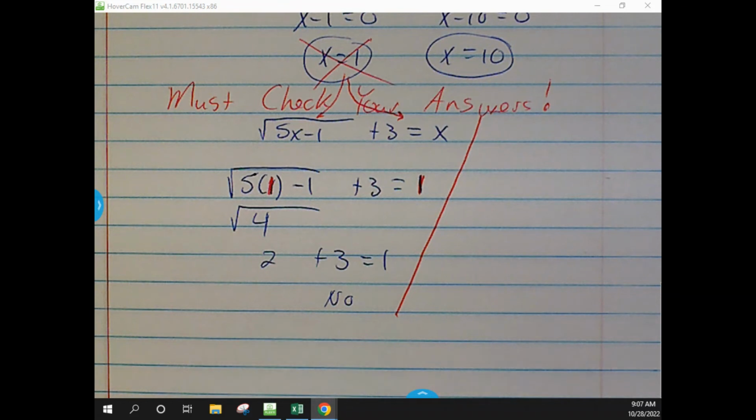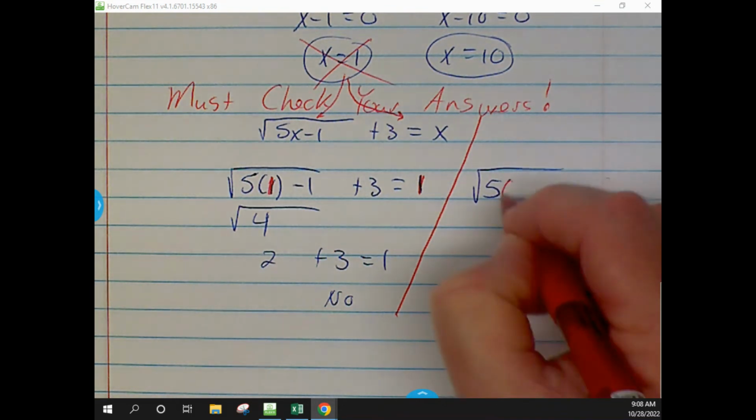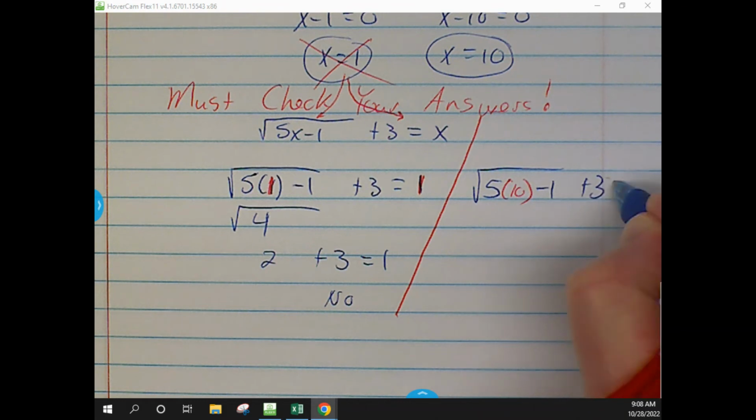All right, so now we're going to do it with 10. We're going to take 10 and plug it back in and check it and see what happens. So we're going to check it with 5 times 10 minus 1, plus 3. Does that equal 10?